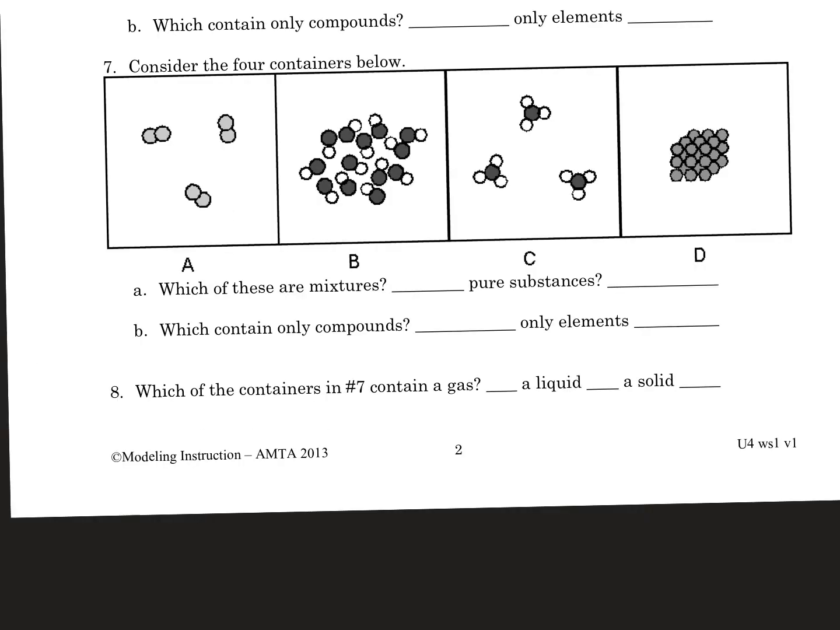Okay, last, which of these are gases? Well, I think A is a gas. How do I know? They're separated by a lot. B, I wouldn't say is a gas. I would say it's a liquid because the molecules are pretty close together and they're not stacked in an orderly way. I would say C is an example of a gas and D is an example of a solid. All right, so gas A, liquid B, gas C, solid D.